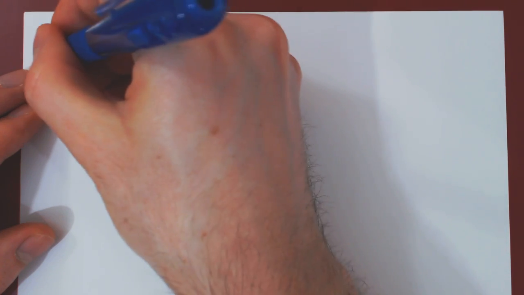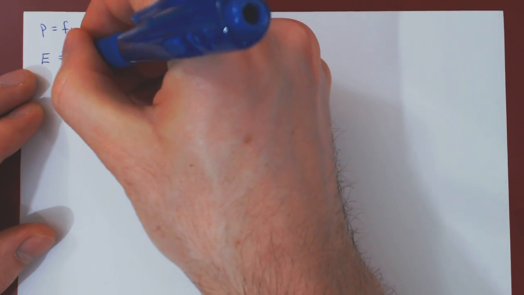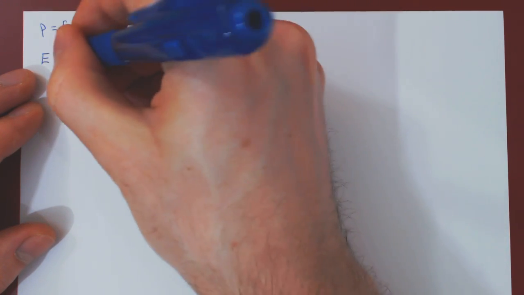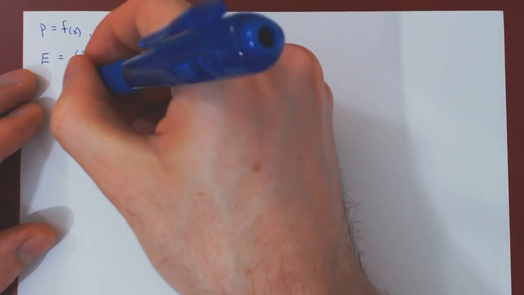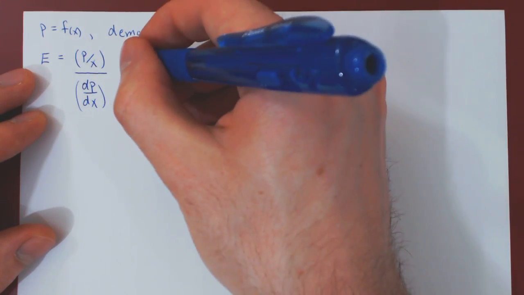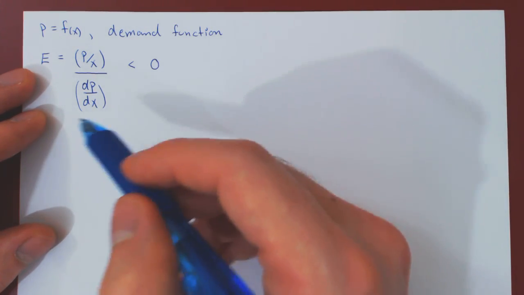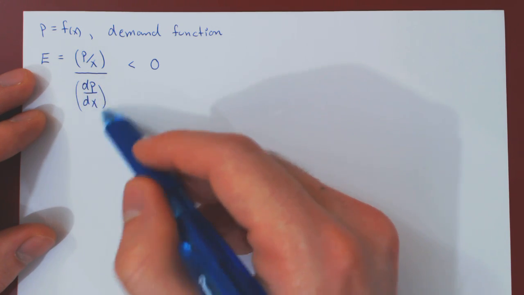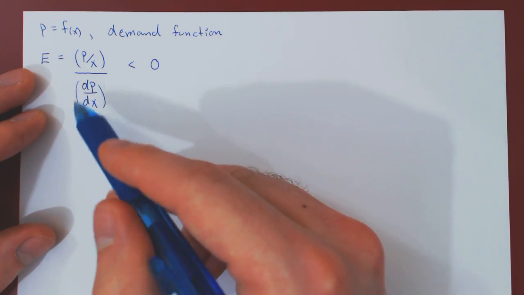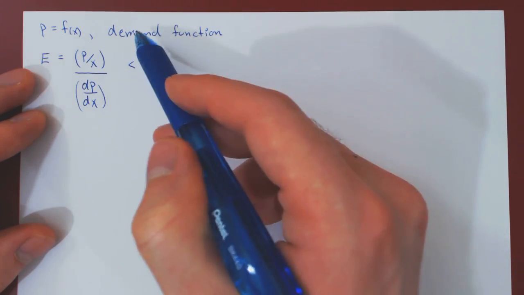recall that E stands for the price elasticity of demand, and it is calculated using the ratio of P over x over the derivative of the demand function, dP over dx. And as we proved, the price elasticity of demand is always negative, as P and x are positive, and dP over dx is negative, since we have a negative relationship between the price of a unit and the quantity demanded by consumers.